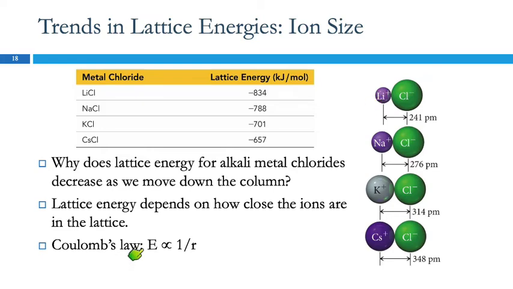When we talked about Coulomb's law, we learned that the energy is proportional to 1 over R, R being the distance between the things. So if the distance is small, the energy is larger. If the distance is large, the energy is smaller. These ions can get closer to each other, and so their lattice energy is greater. Any questions?